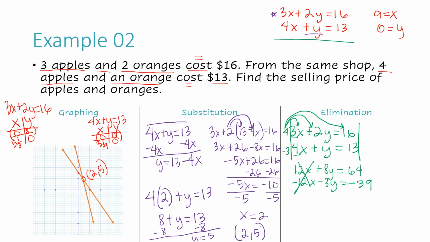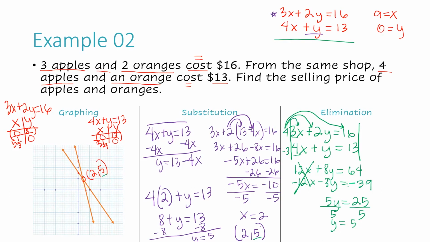Now, I'm going to just add, going straight down. 8y minus 3y equals 5y. Equals 64 minus 39, 25. Now, divide by 5 on each side. And this is leaving me with y equals 5 over here. Okay, and again, we're on the right track. We've got y equaling 5 for the other problems as well. Okay, so we're doing good.